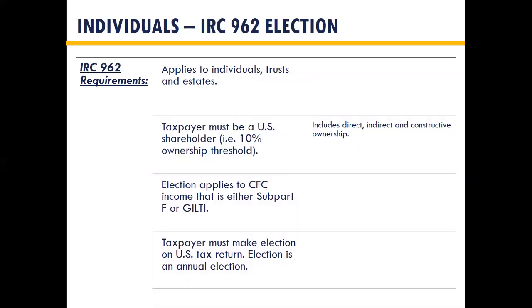And I want to touch on the 962 election. First, just touch on the requirements. For an individual to be able to make this election, they need to be a U.S. shareholder. And as we've seen through the illustrations on the prior slides, an individual generally does not get the 50% deduction, and is generally ineligible to claim foreign taxes for income taxes paid in the foreign jurisdiction. So they don't get a credit for the income taxes paid in the foreign jurisdiction, and they don't get that 50% deduction. However, under Code Section 962, an individual can make an election on their individual tax return, and they can elect to treat themselves as a corporation related to GILTI income.